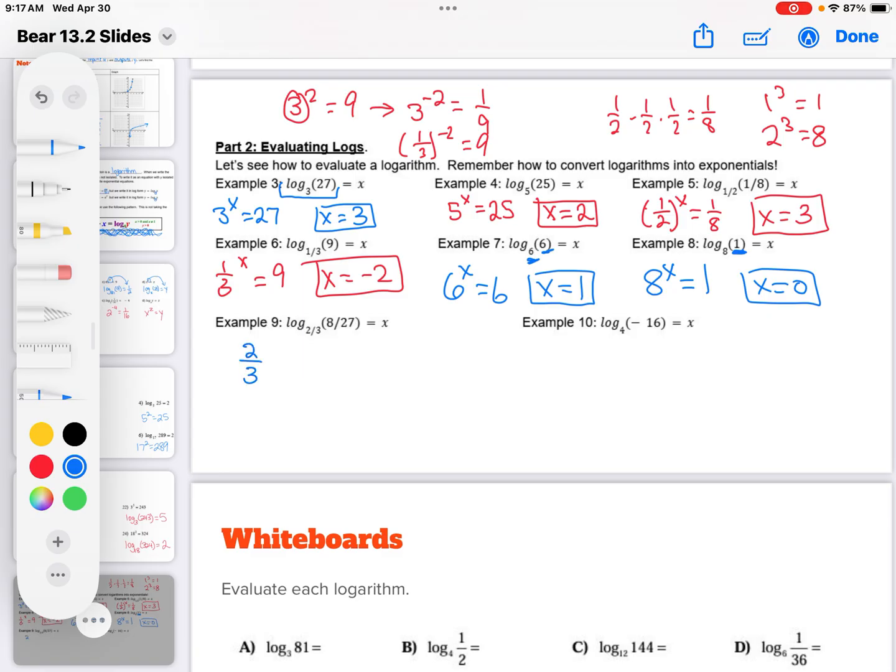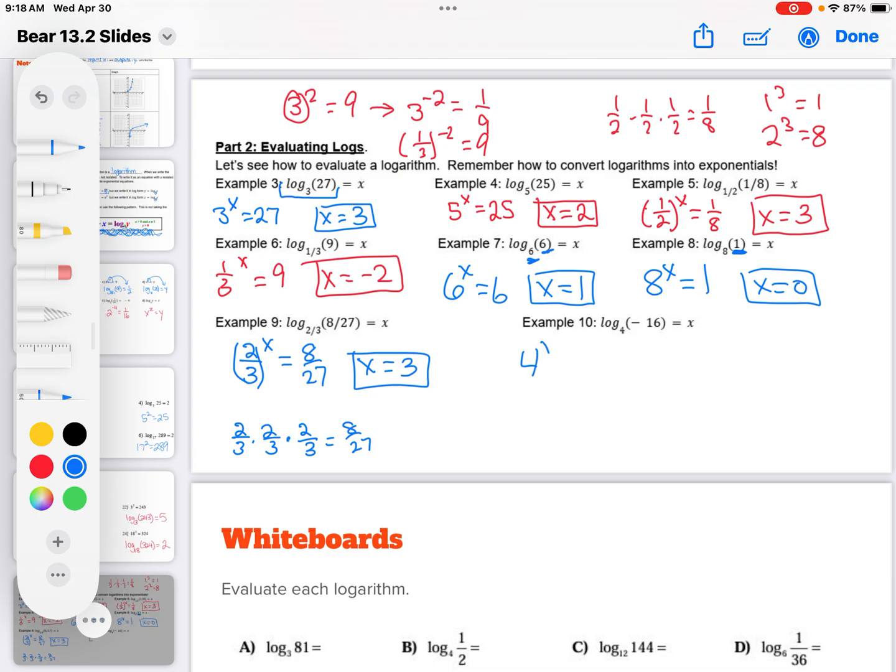2/3 to the x equals 8 over 27. So this one's similar to example 5 in that we would first look at 2/3 times 2/3. That gives me 4/9. If I multiply by another 2/3, that'll give me 8 over 27. So my exponent has to be 3 because I multiplied 2/3 times itself 3 times to get 8/27.